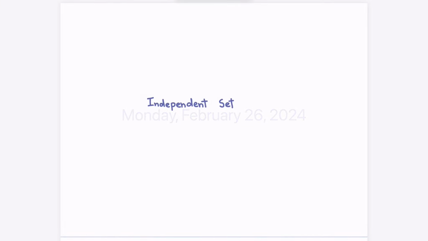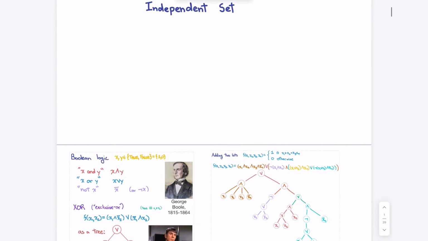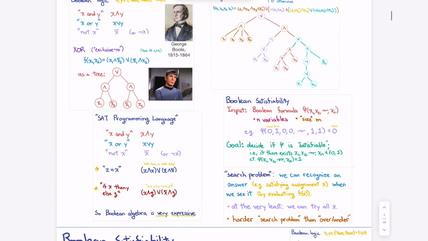All right, off we go. So today is going to be another lecture about graphs, which is fun. And we'll focus on a problem called independent set. So what is independent set? Well, here's some context.